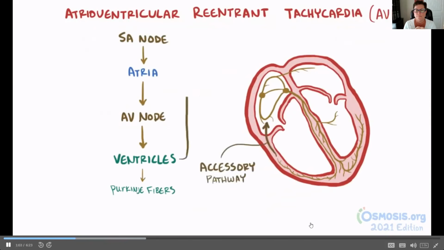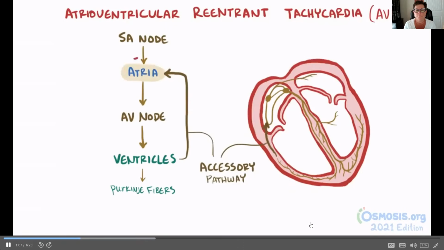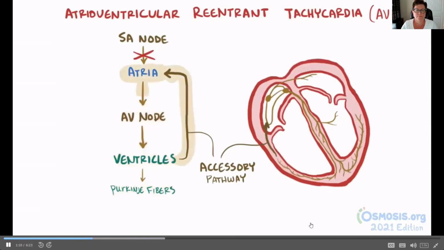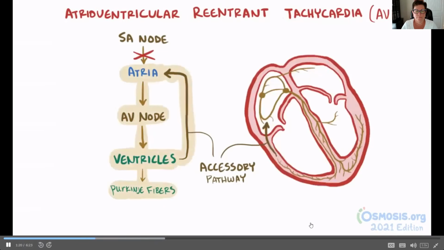get back up from the ventricles to the atria, causing the atria to contract before the SA node sends out another signal. The signal then moves back down the AV node to the ventricles and the Purkinje fibers and contracts the ventricles, as well as goes back up that accessory pathway, and then this cycle repeats, which is why AVRT can result in rates as high as 200 to 300 beats per minute.